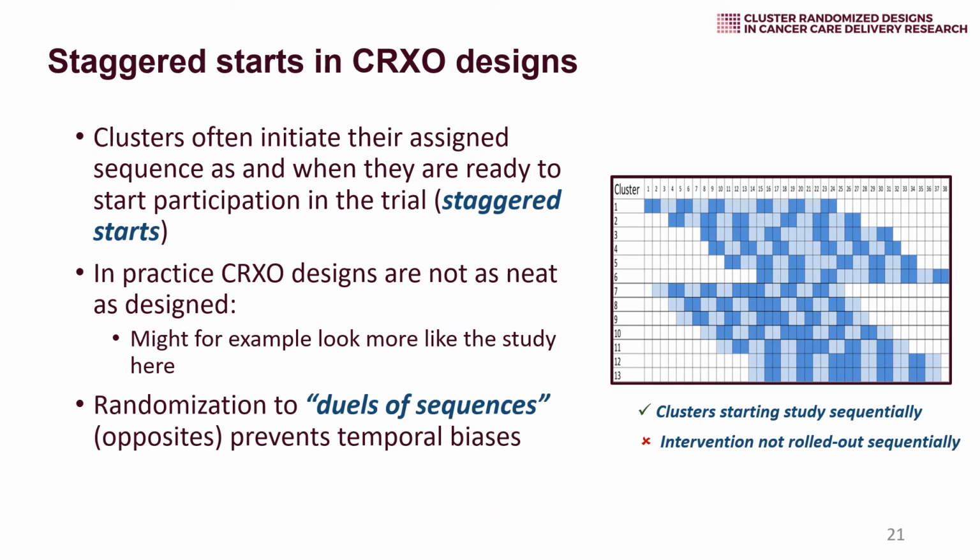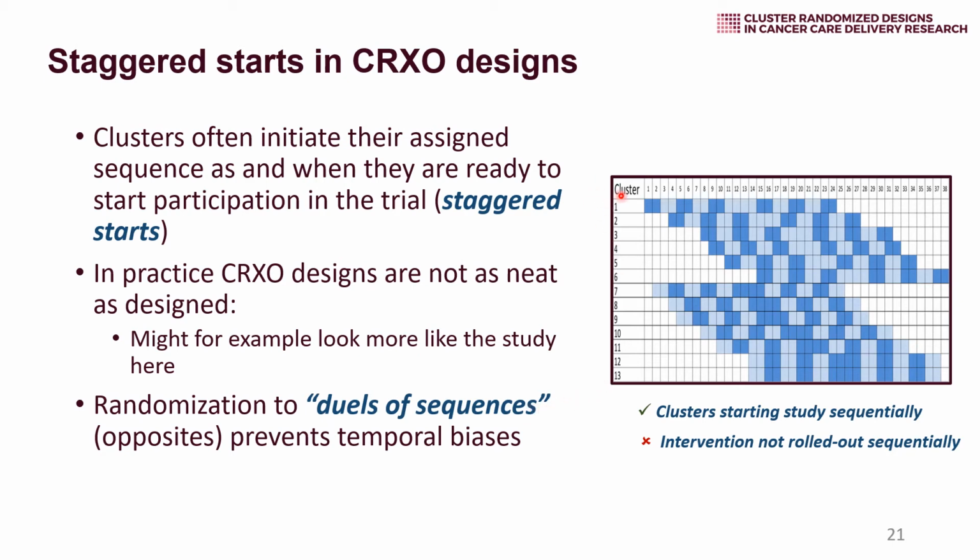Staggered starts can also be accommodated in cluster crossover designs. So clusters often in practice initiate their assigned sequence as and when they are ready to start participation. So it allows for staggered starts. In practice, cluster trials are not as neat as they are often designed, and in practice they might look more like the study on the right-hand side. It's important to make sure that clusters are randomized to what we might call the dual of sequences, the opposites of the sequences, to prevent temporal biases.